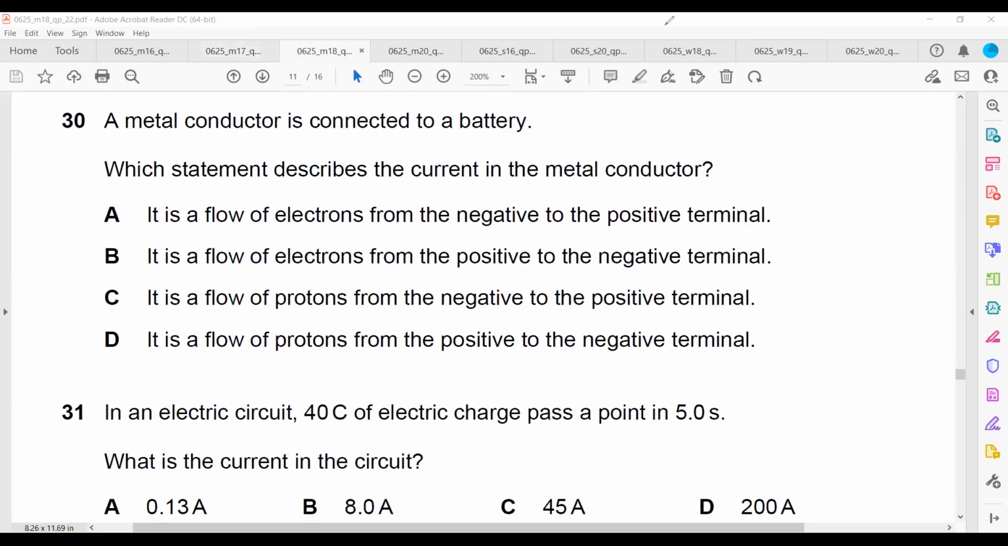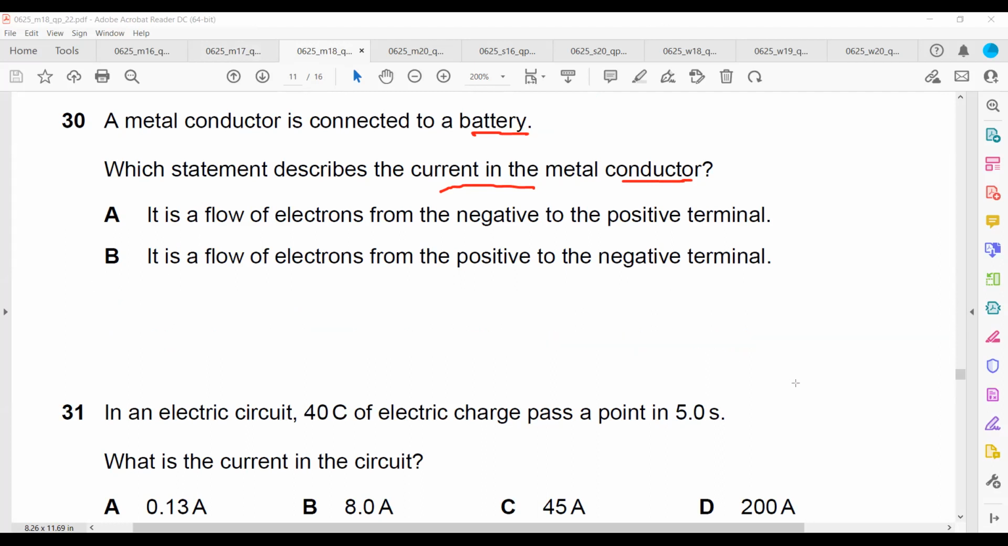Then, a metal conductor is connected to a battery. Which statement describes the current? What is the concept of the current? Electrons flow, and protons do not flow, because you don't have protons in the metal. You have positive ions and delocalized electrons in a metal. So A and B, C and D cannot be the answer. It is an electron flow. And in which direction does the electron flow? Electrons always move from the negative to the positive terminal.